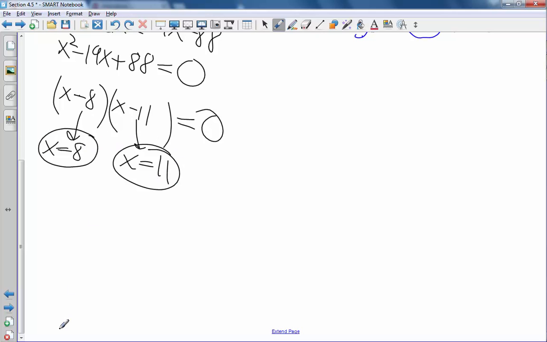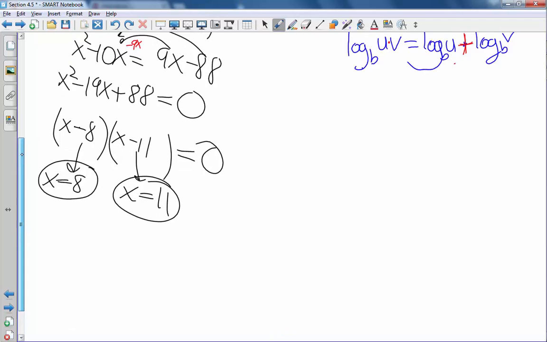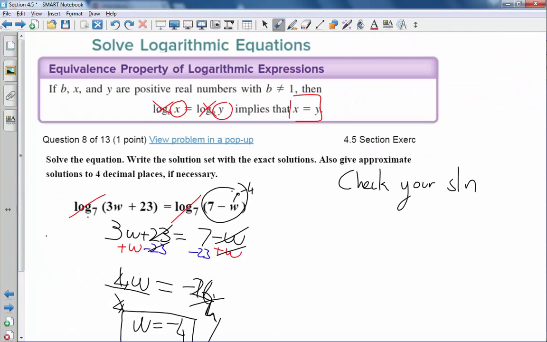8 and 11. Two solutions. Agree? 8 won't work because you have to subtract 8 minus 10 and it equals 11. Yeah, I was about to forget what I have to do. What is it we have to do always?